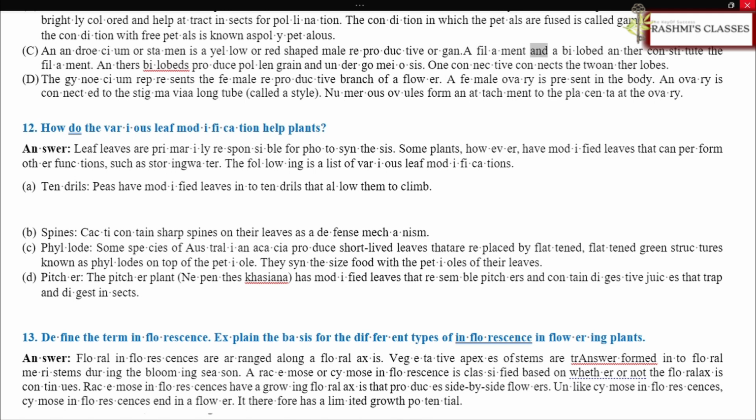An androecium, or stamen, is the male reproductive organ. A filament and a bilobed anther constitute the stamen. Anthers' bilobes produce pollen grains through meiosis. One connective connects the 2 anther lobes.